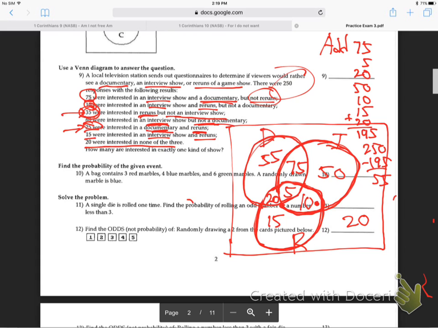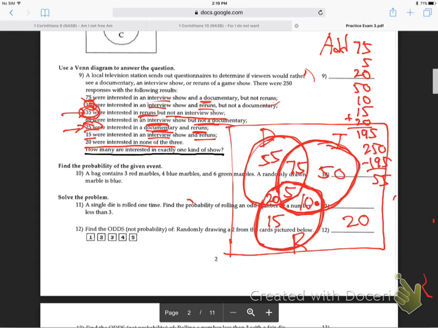Okay, after all that hard work, careful work, tedious work, separate the A's from the B's work, now we come down to the final question. What is the question after all that work? What do they want? How many are interested in exactly one kind of show? How many like exactly one kind of show?